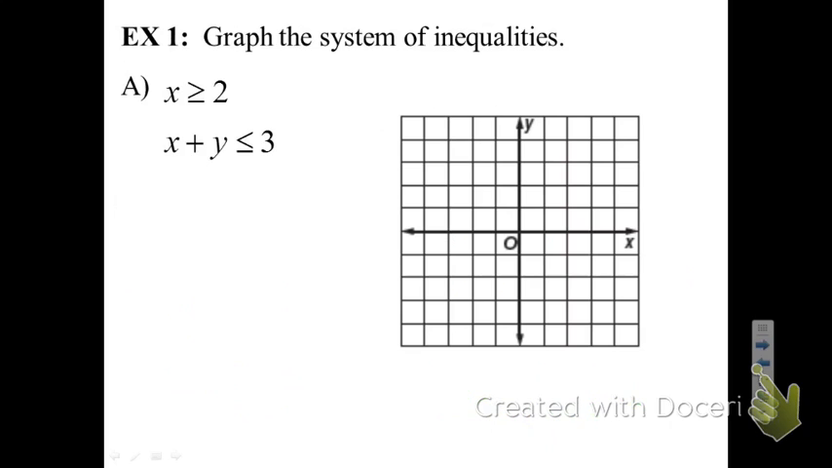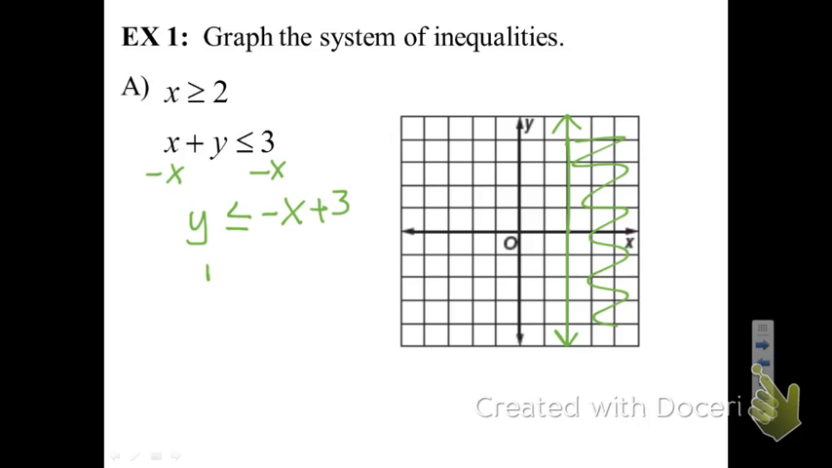Okay, so let's try some examples. The first one says graph this system of inequalities, and we have x is greater than 2, so we go over to 2 on the x and we create a solid line because it is equal, and it says x is greater than, so we would shade greater than 2. The second line we have to solve for y, so we subtract x. It gives you y is less than or equal to negative x plus 3.